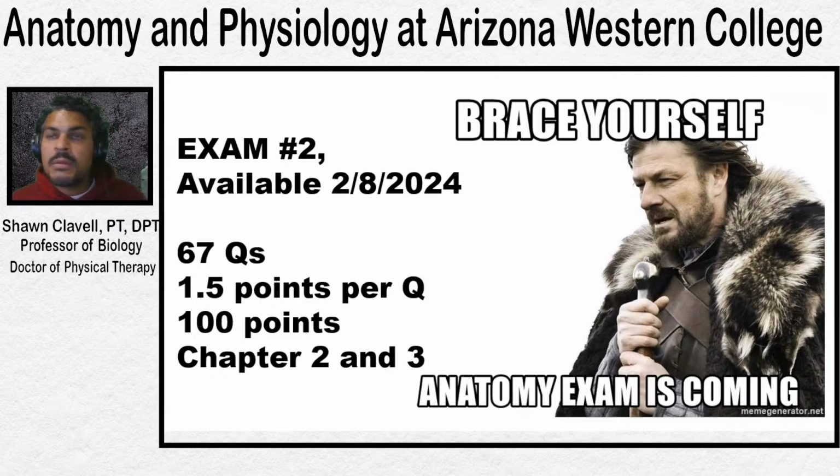There's the stats for the exam that we have coming up this week. Exam number 2 is available on February the 8th. We're looking at about 67 questions, a point and a half per question, which, according to my calculations, comes out to 100 points, more than the 75. So we increased the number of questions. Yeah, 100 and a half points, but generally that's what we're looking at. Chapter 2, the chemistry of life, and chapter 3, cell biology, are going to be the main topics as it relates to those questions.